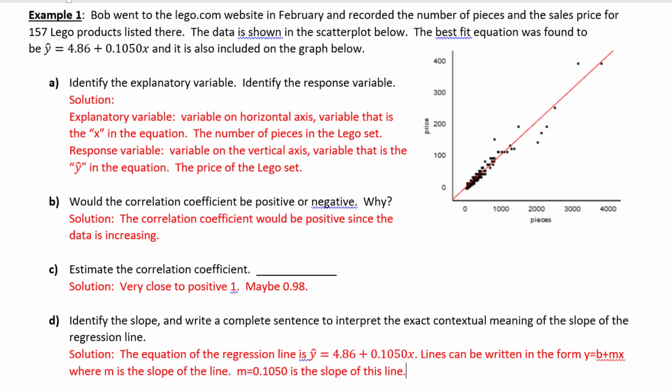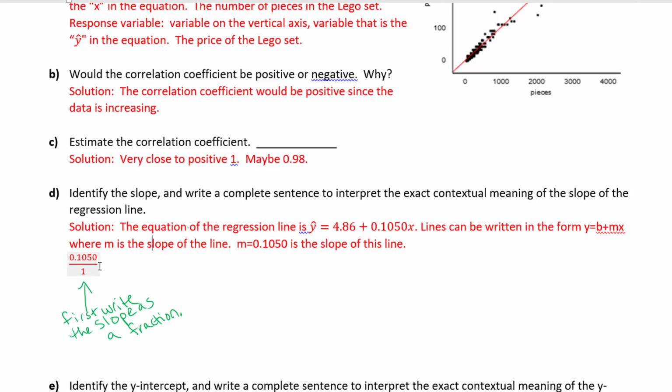Now we want to interpret the meaning of this slope in context, meaning we want to interpret the meaning of the number 0.1050 in the context of pieces and price. The first thing you want to do when you're trying to interpret the contextual meaning of a slope is to write your slope as a fraction. Our slope was the number 0.1050, which is not written as a fraction. But you can always rewrite your slope value as a fraction by just putting it over 1. So I have taken the number 0.1050 and written it as a fraction by writing it as 0.1050 over 1.